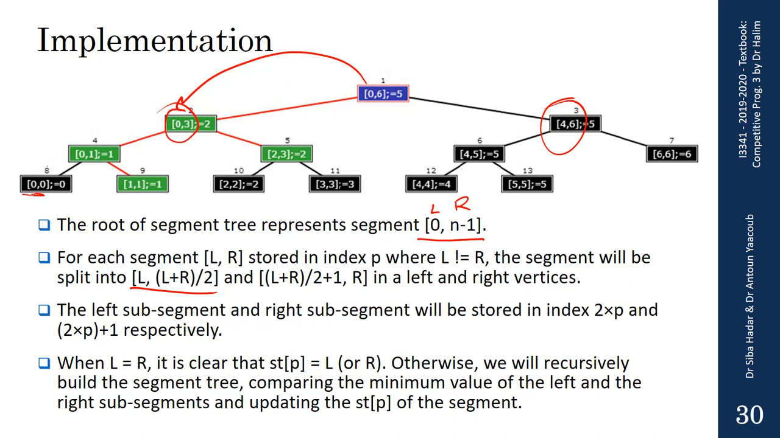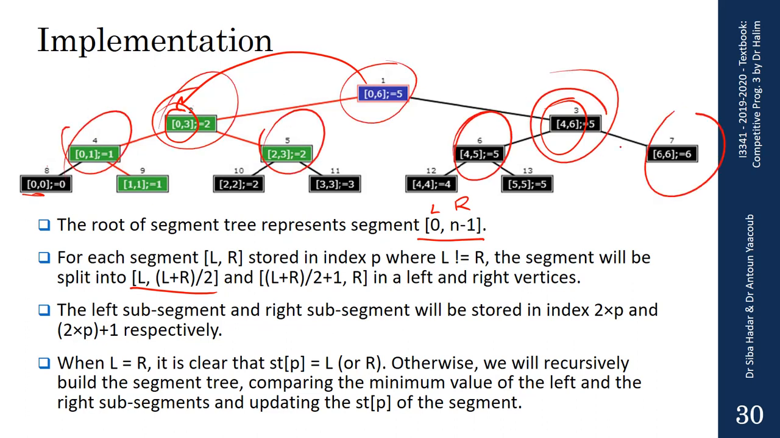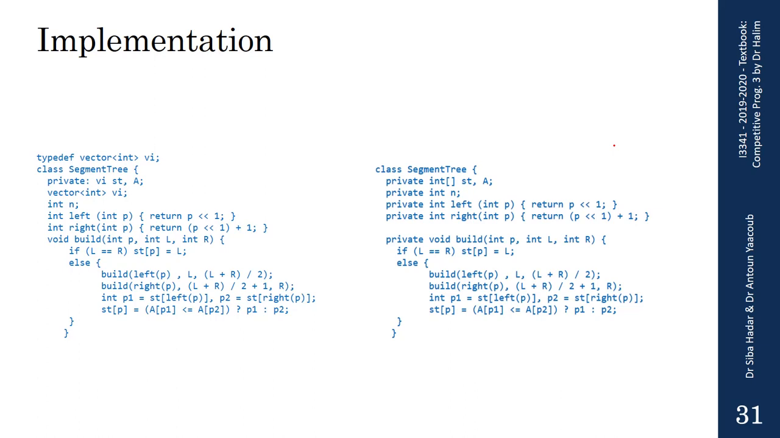However, in the array, the elements will be written level by level. So this is the first element, this is the second element, the third, fourth, and fifth, as we have seen in a heap tree. So this is for constructing the segment tree. So let's see the code.